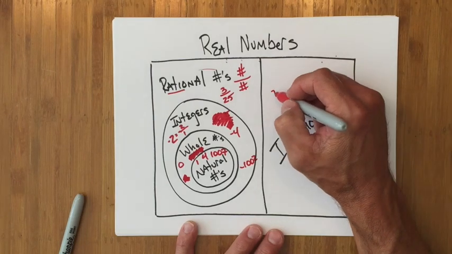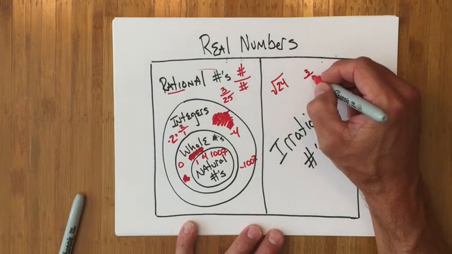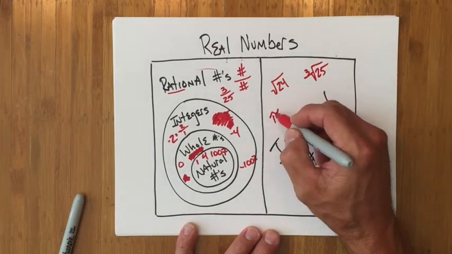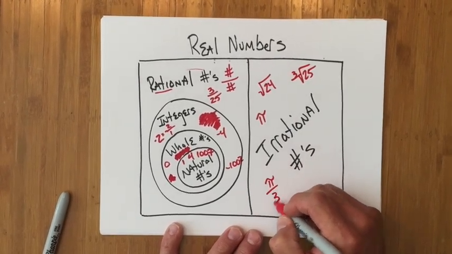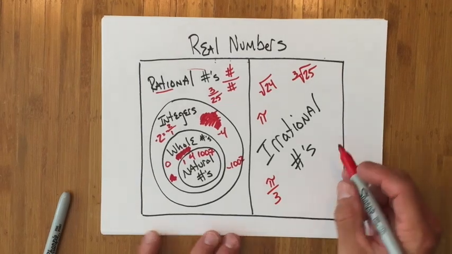Irrationals are on the other side. They are square roots that are not perfect squares, cube roots that are not perfect cubes. For example, pi is an example of an irrational number. Pi divided by 3 is an example of an irrational number. So there are a variety of different irrational numbers out there.